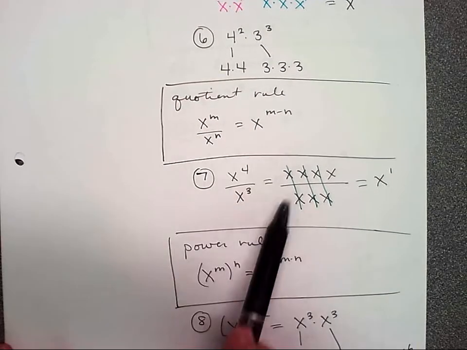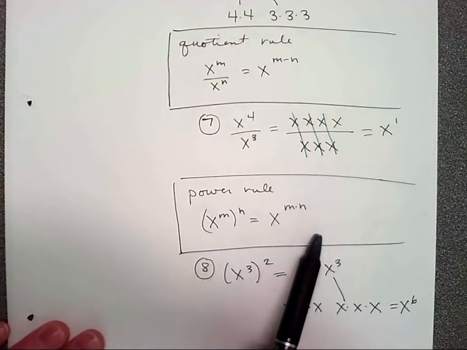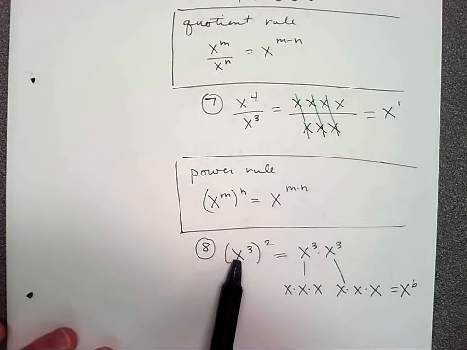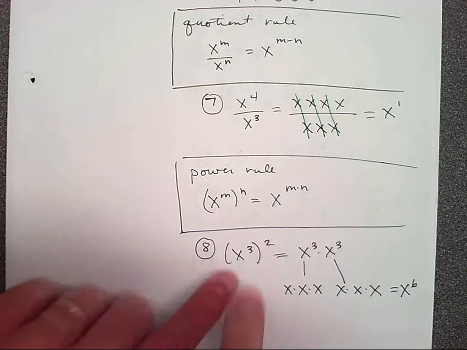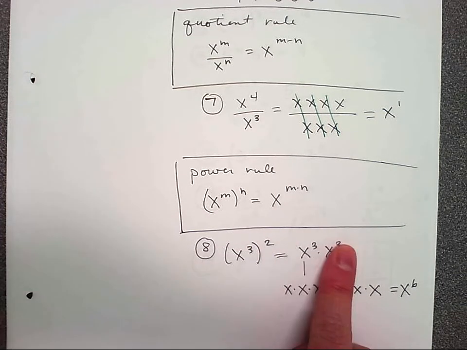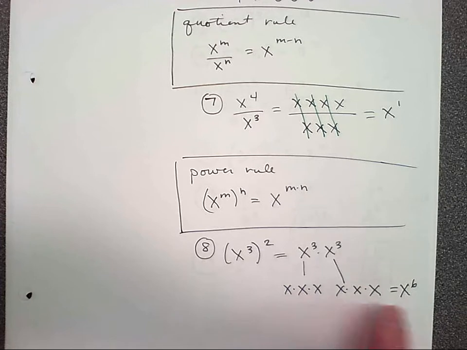Same thing with the subtraction rule and the power rule, right? X to the third squared. Well, if I have something squared, it's that thing times itself twice, right? So you can come up with those rules if you know the definition of the exponents.